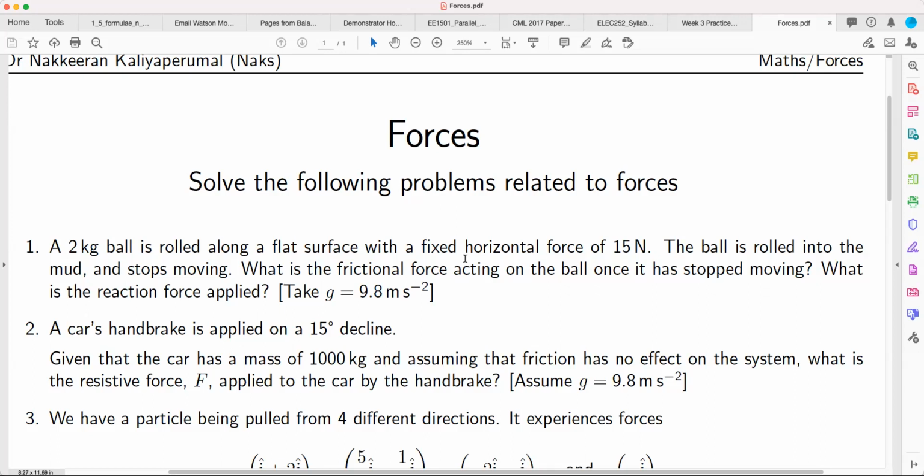Then what is the other thing they have asked? What is the reaction force applied? Yeah, what is the reaction force?